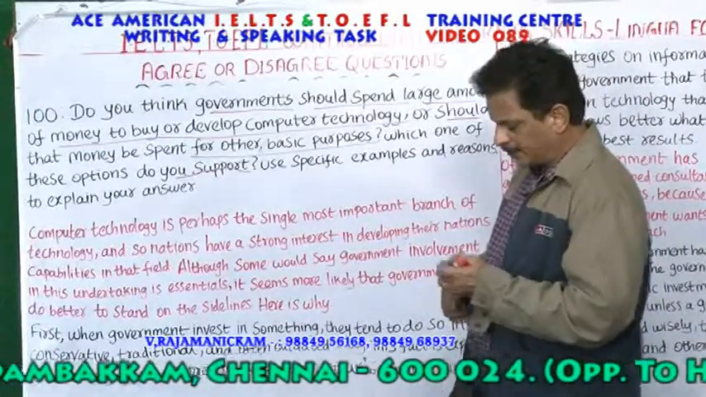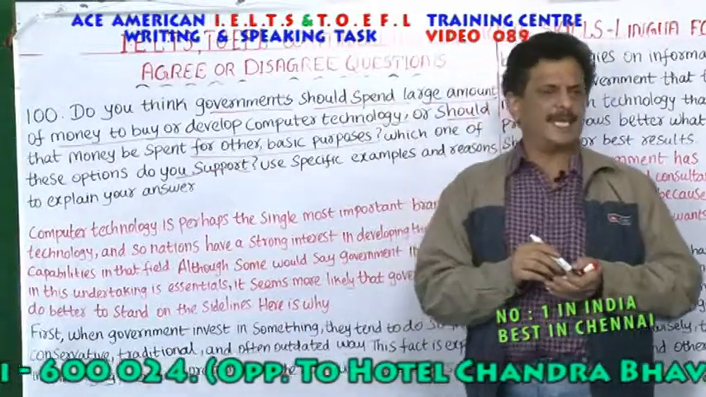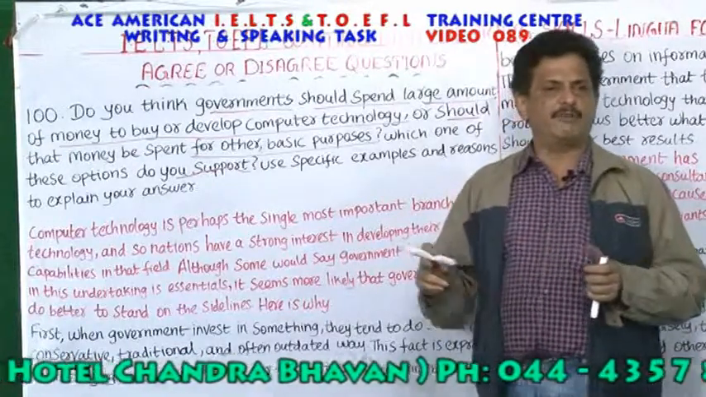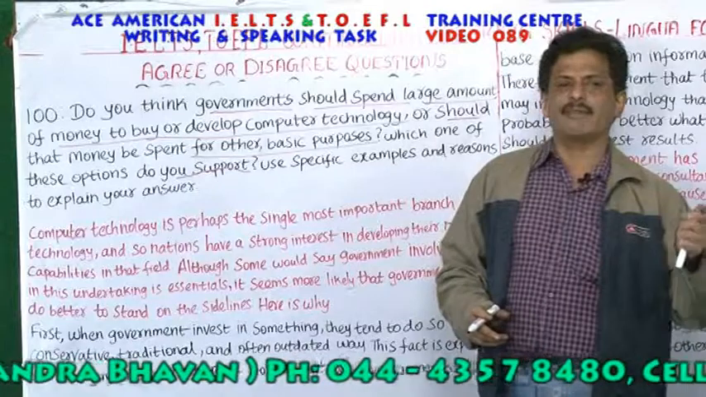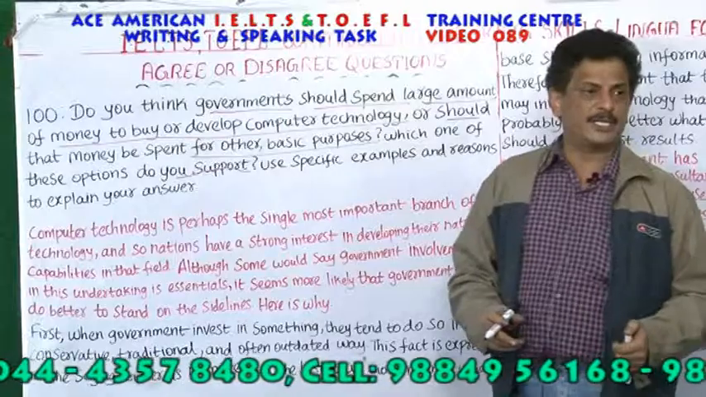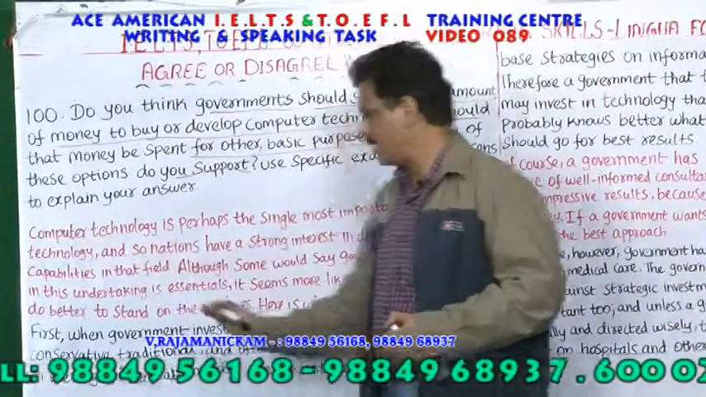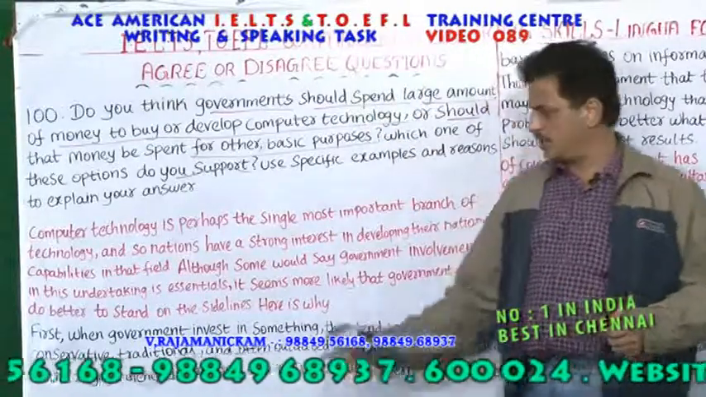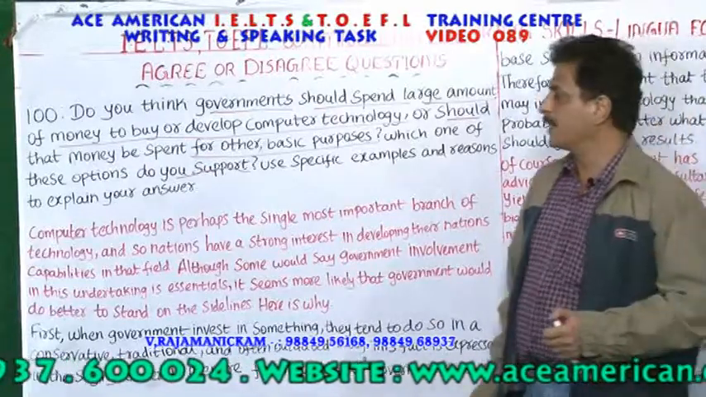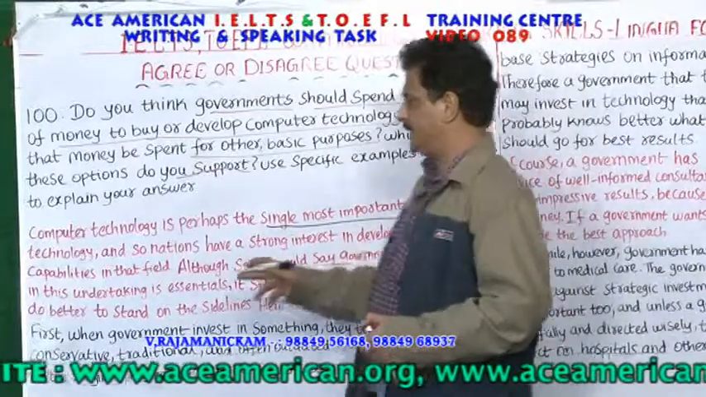So here, the writer has chosen that the government shouldn't spend its money on computer technology, but rather on other things. The government's duty is to take care of other things rather than investing taxpayers' money on computer technology. So here, what is he saying? See, in the introduction part, almost 5 lines, around 50 words, he has spent on the introduction alone. So computer technology is perhaps the single most important branch of technology.